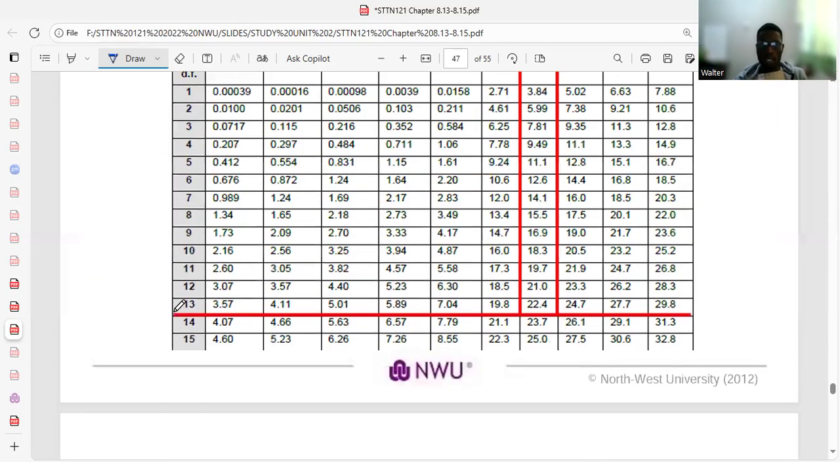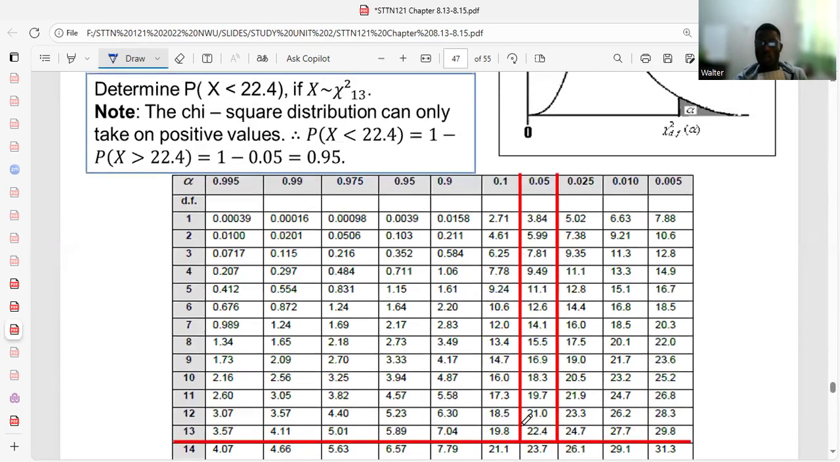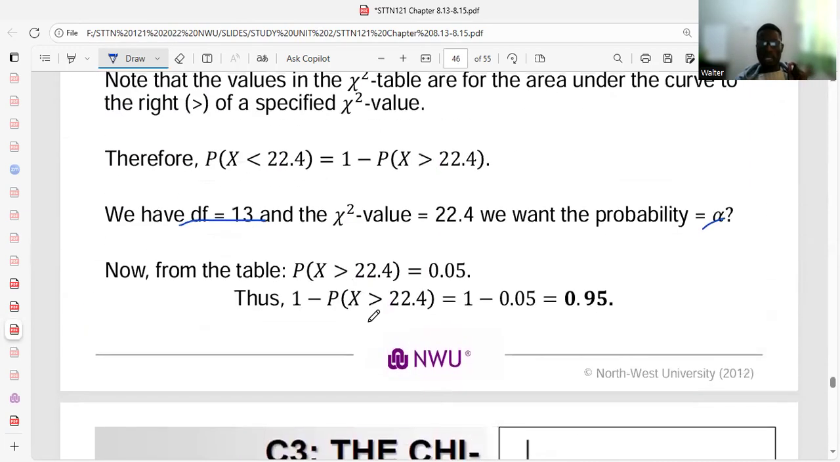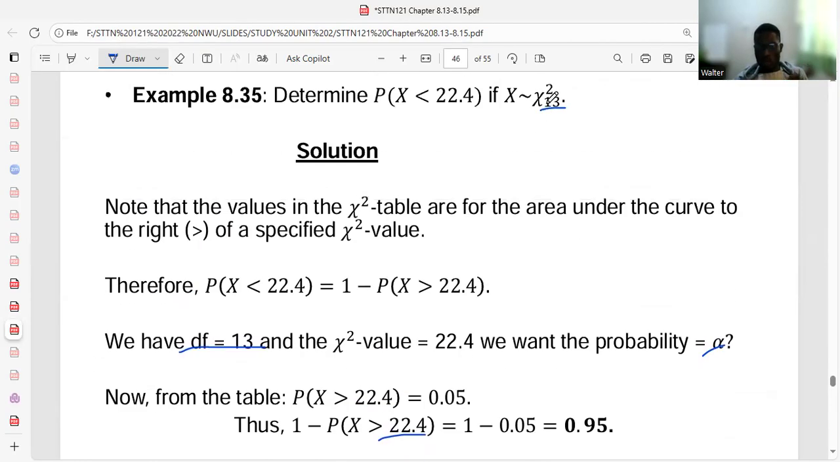You're going to check 13 here. We're going to check where there is exactly 22.4. Exactly that number, 22.4. Now look at this. You are given the degrees of freedom here. This is where you're going to find the degrees of freedom. You are given 22.4. They want you to find this alpha, but you don't have alpha. How do you get the alpha?